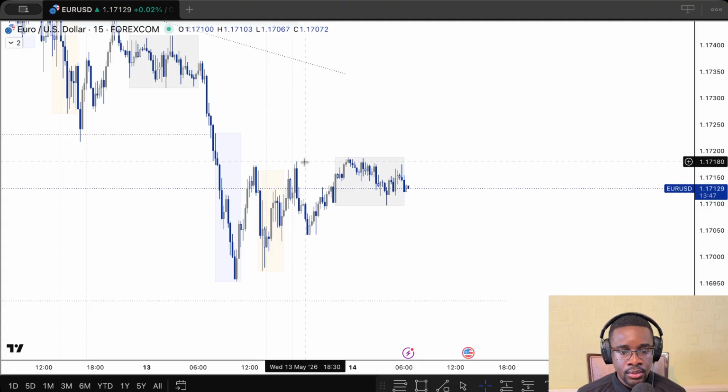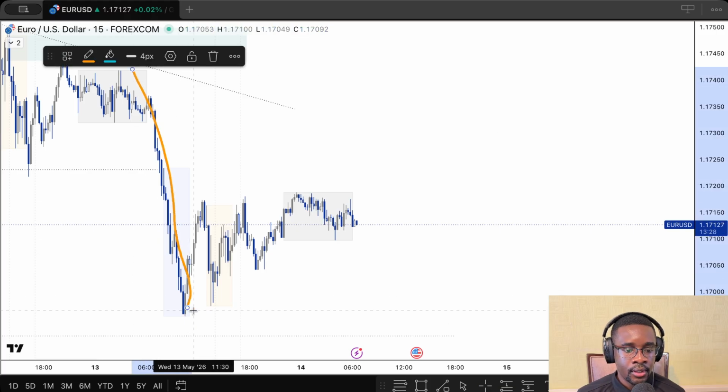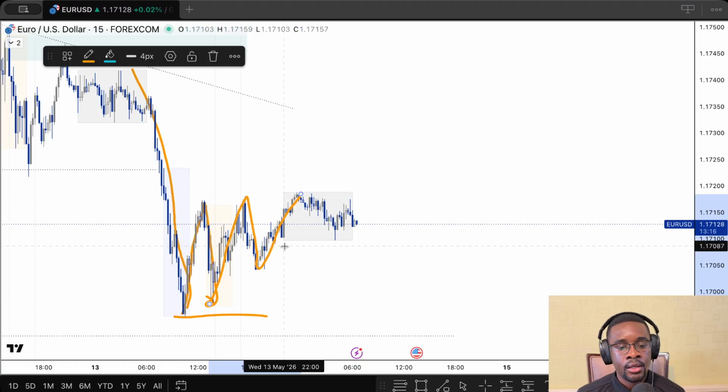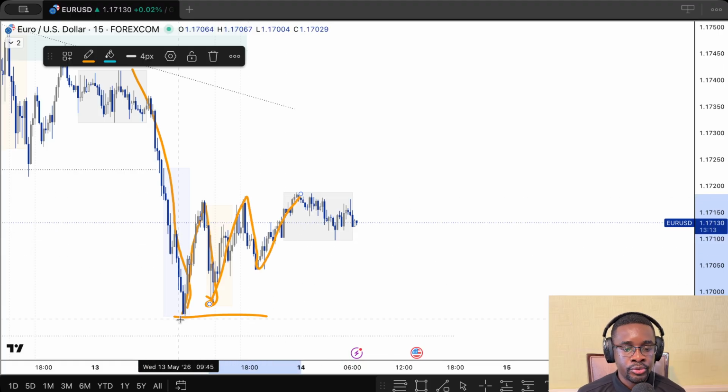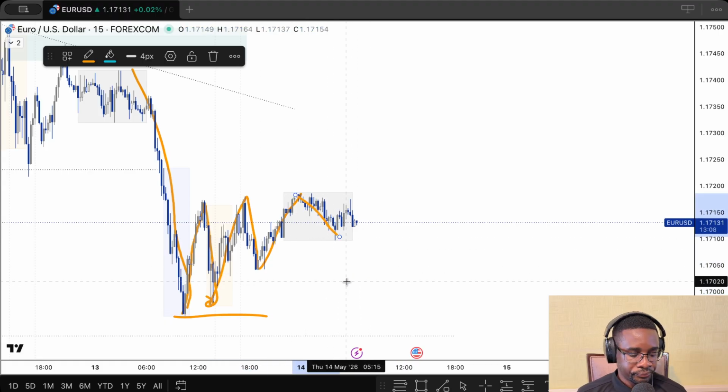So what do I see? We did have a sweep of this, or should we say it's actually a break of structure, sub-internal, to the upside. Price came down, made this low, and then had a bit of a retracement, made a higher low, a higher low, a higher high. So right now price is pushing to the upside, and then we've had a retracement as of now.